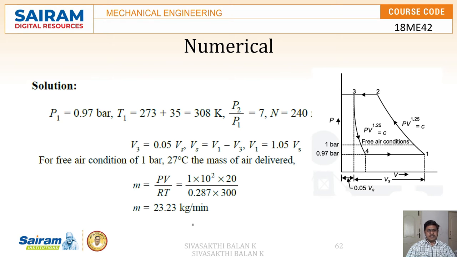And for free air condition at 1 bar and 27 degree centigrade, the mass of air delivered is equal to PV by RT. We get this from the relation PV is equal to mRT. Our intention here is to calculate the value of mass m. So, by substituting all the known values, we get mass as 23 kilogram per minute.